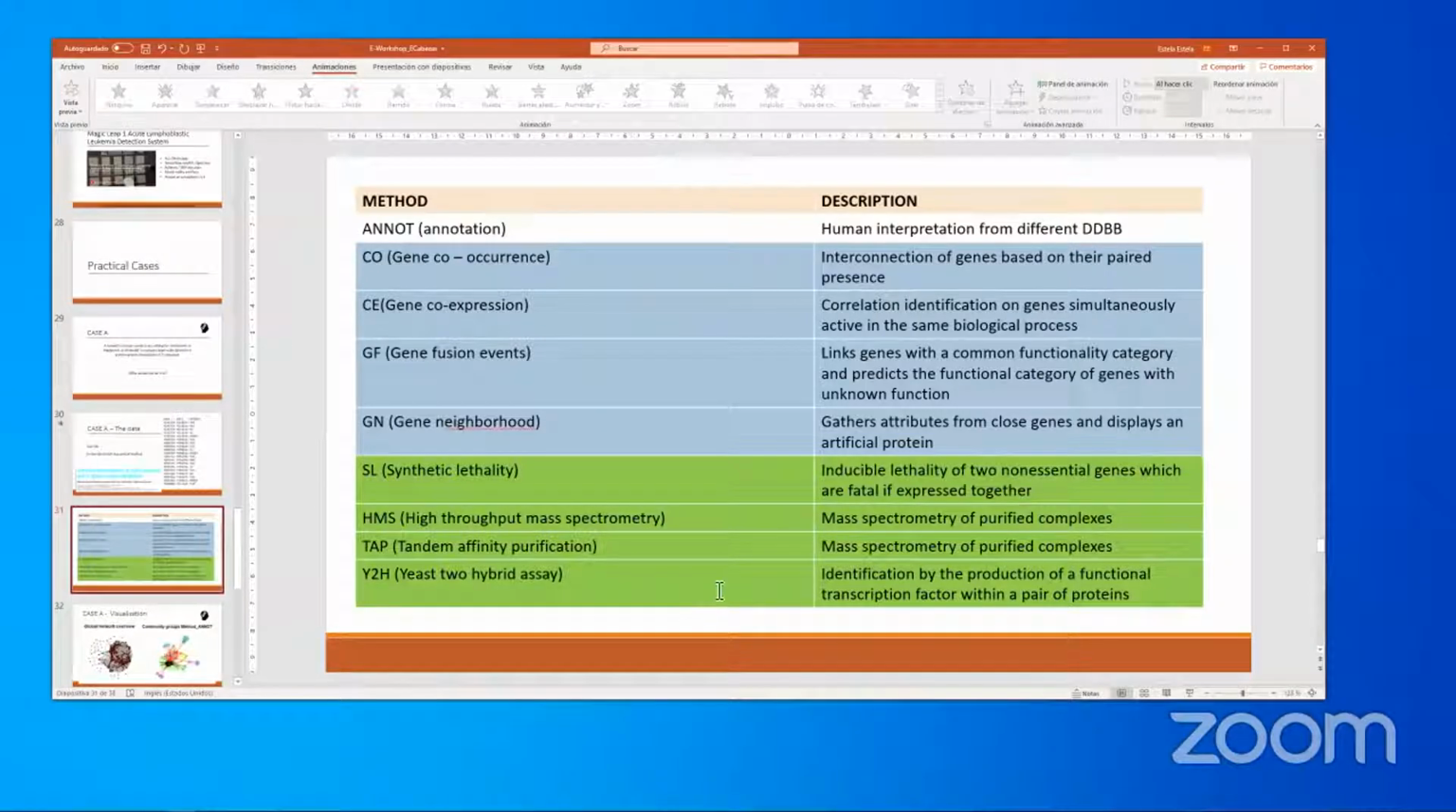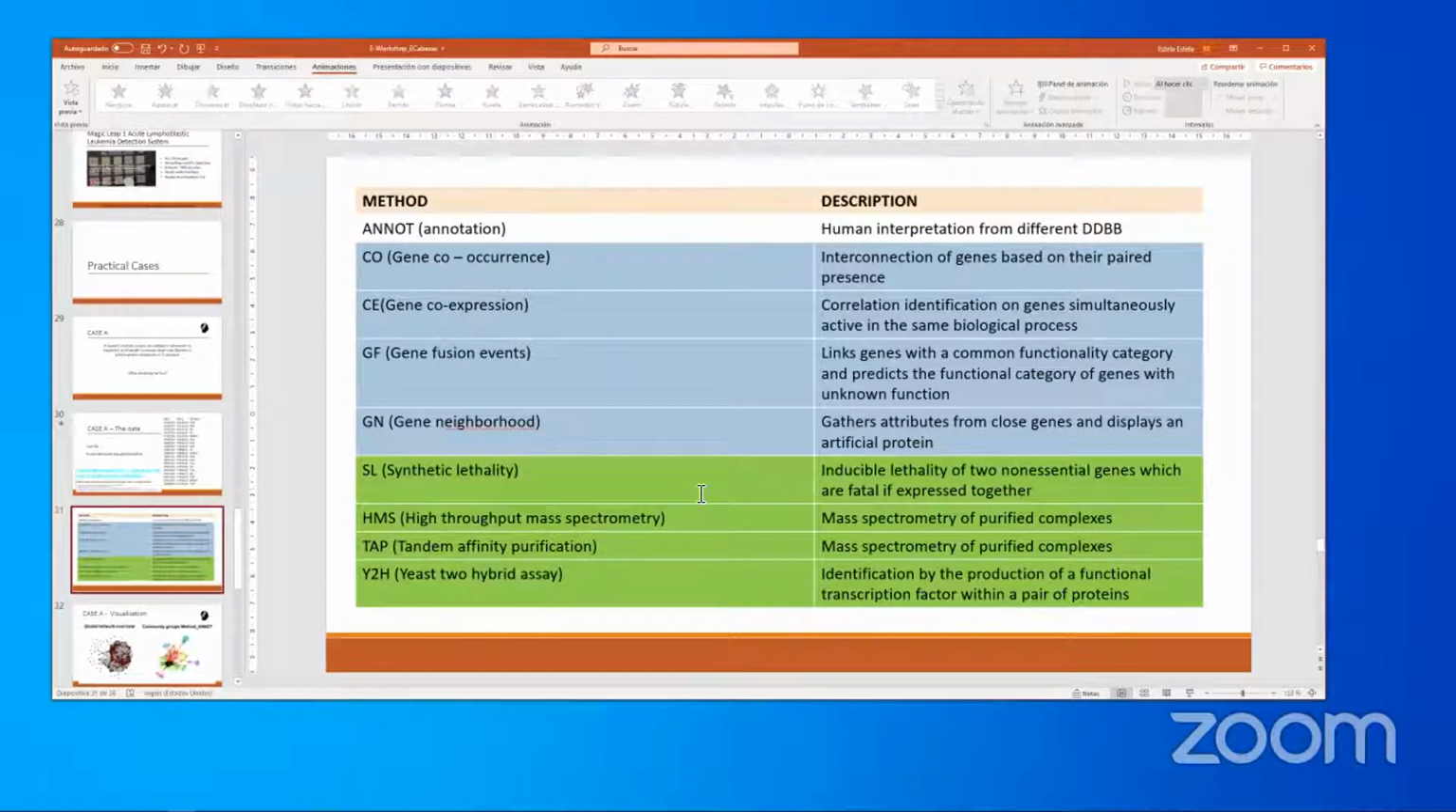Then they used also 4 experimental technologies, which was inducible lethality of 2 non-essential genes that when expressed together are fatal for the organism. Also some mass spectrometry and purified complexes. And they also used the yeast two-hybrid assay to identify, by the production of a functional transcription factor, a pair of proteins that interact.